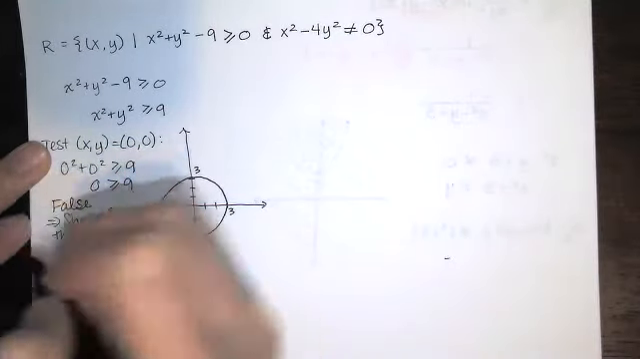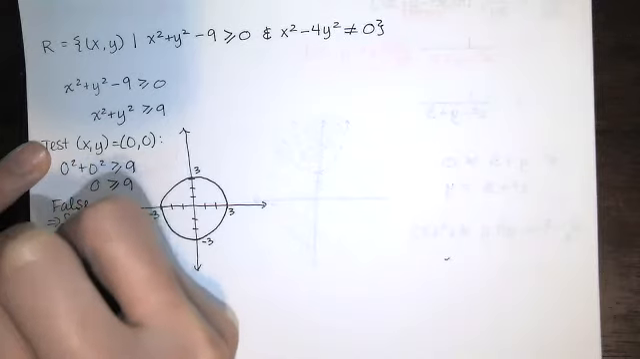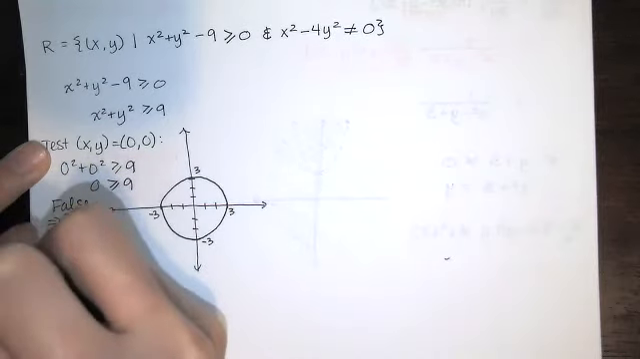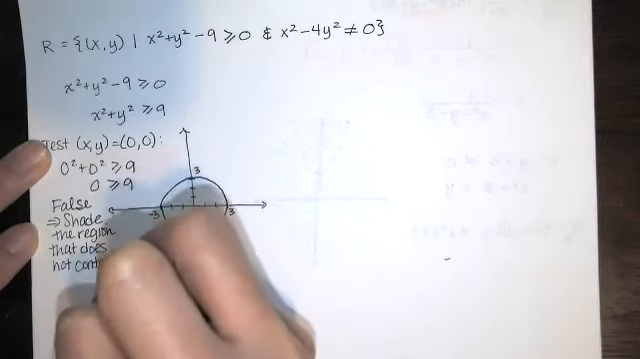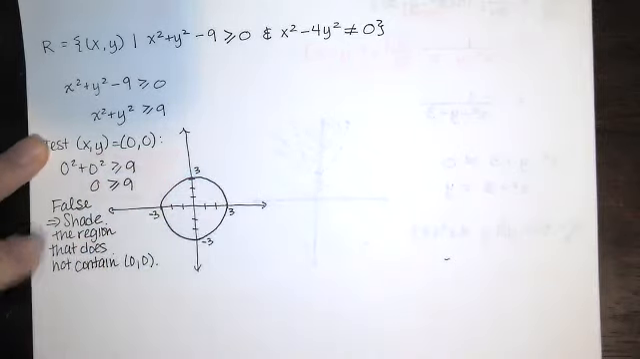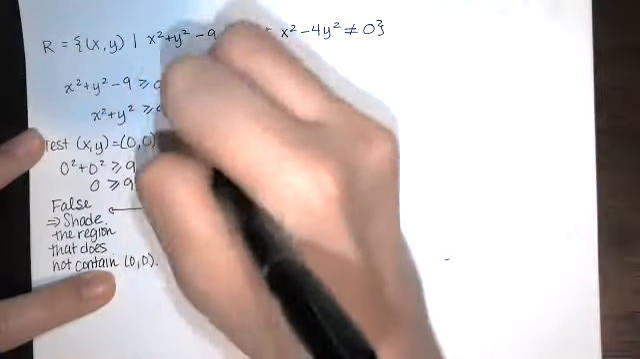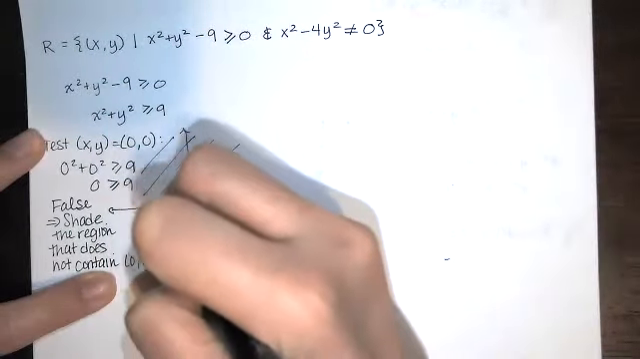So you want to shade the region that does not contain the test point when that inequality turns out to be false. So x squared plus y squared is greater than 9 out here.